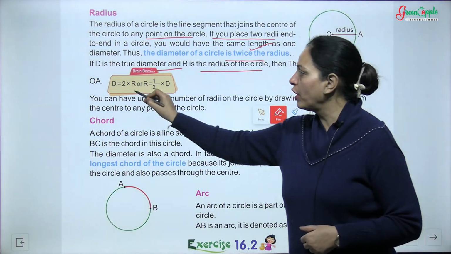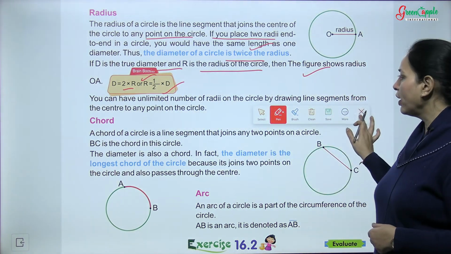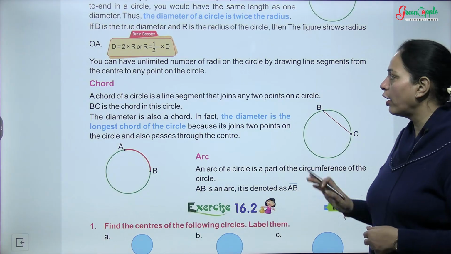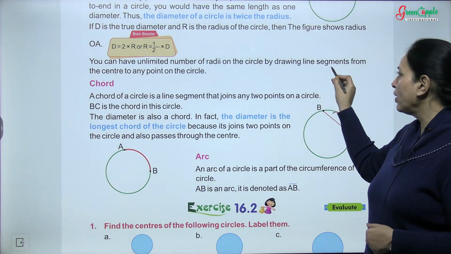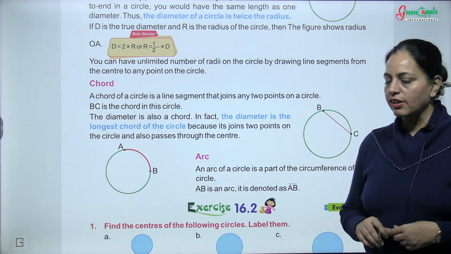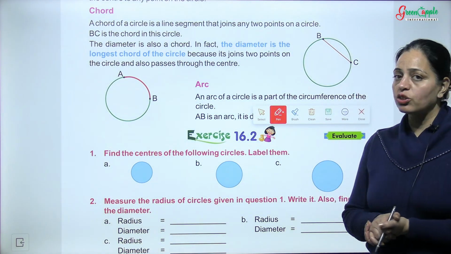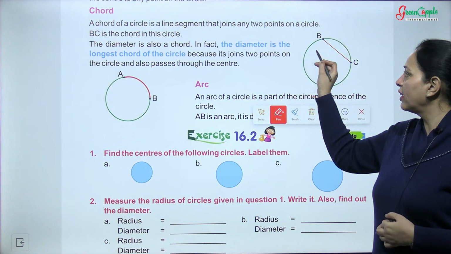Diameter is double the radius, or you can say the radius is half of the diameter. So you can have an unlimited number of radii on a circle by drawing line segments from the center to any point on the circle. The next is the chord. A chord of a circle is a line segment that joins any 2 points on a circle, like this.